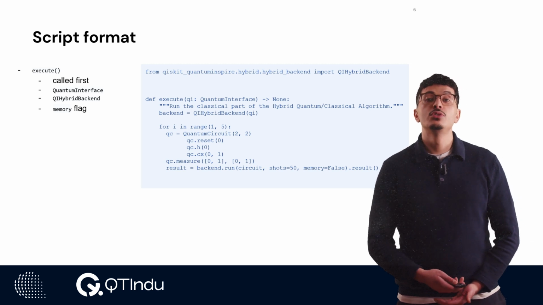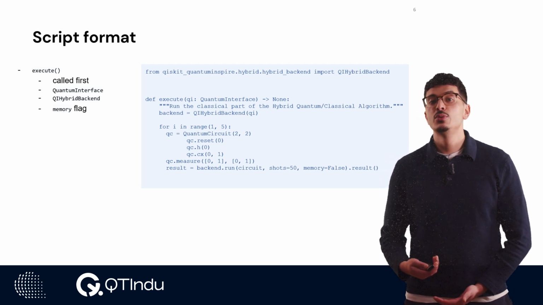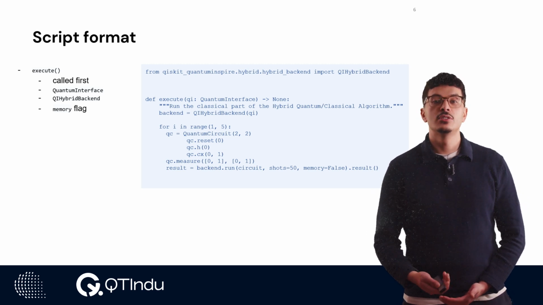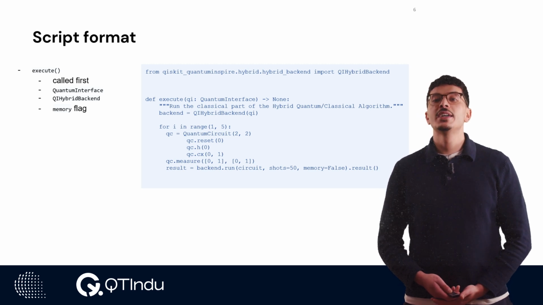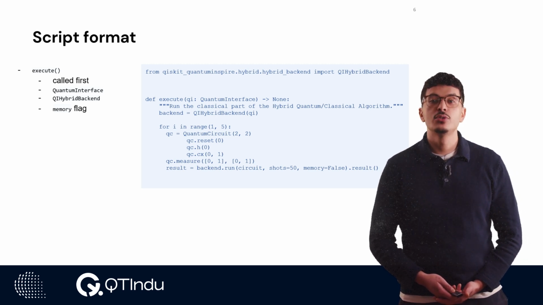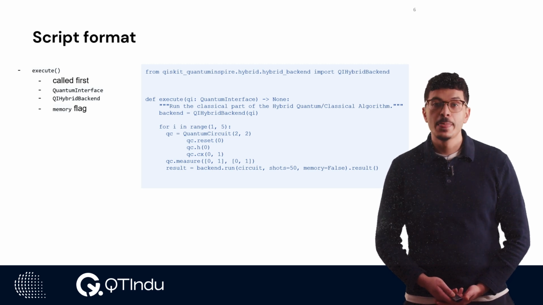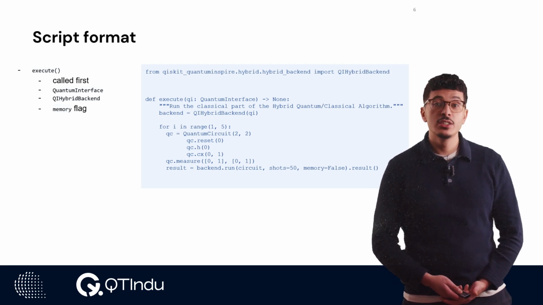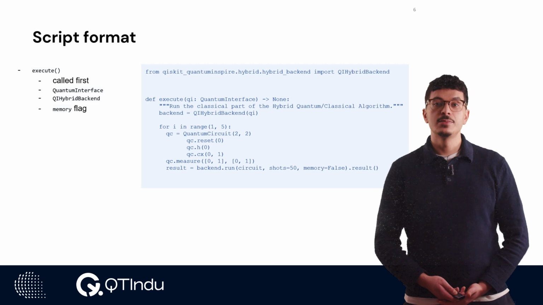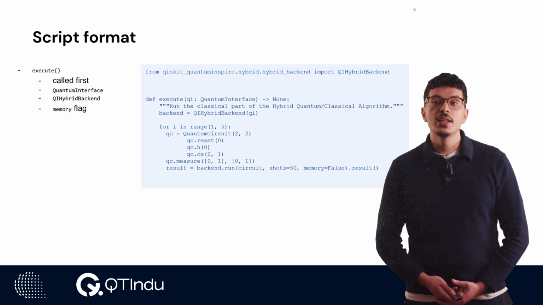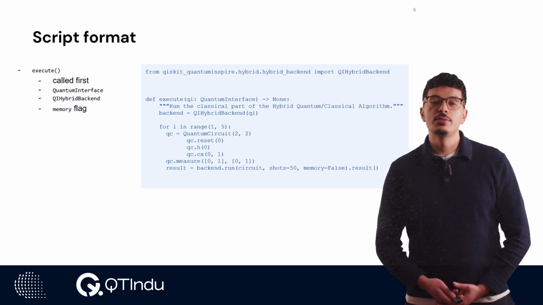Normally, you might want to change your quantum circuit between each iteration based on your results. The QI hybrid backend is a special backend that is intended for use in hybrid scripts only. This hybrid backend does not actually exist. You will specify which backend to actually use for your execution in a later stage. The memory flag can be added to retrieve individual results for every shot.